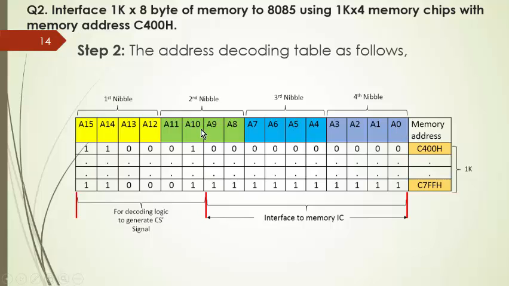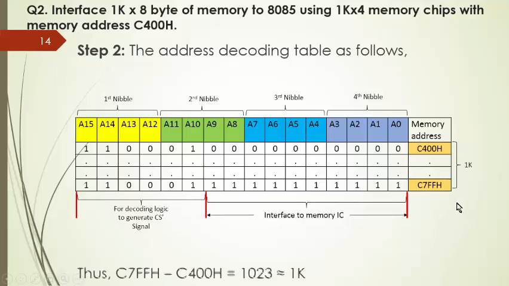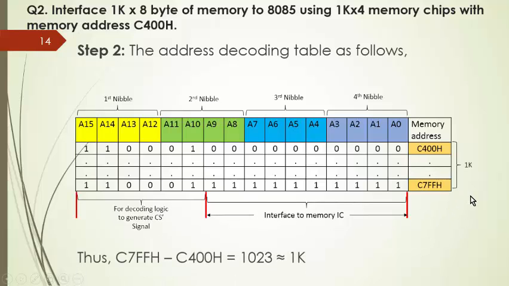So the first nibble 1100 means C, the second nibble 0111 means 7, the third nibble you will get F, and the fourth nibble again you will get F, that is C7FF hex.